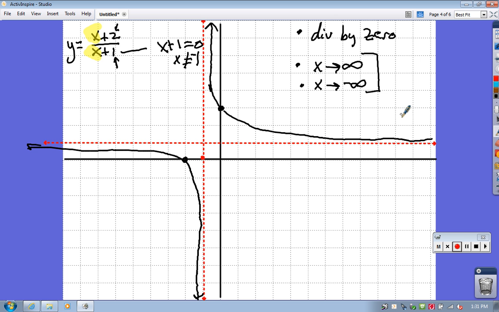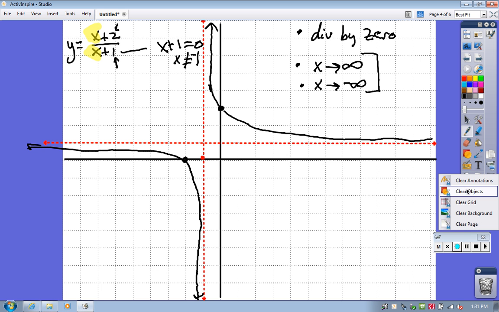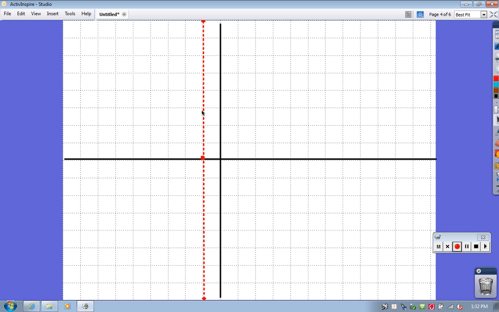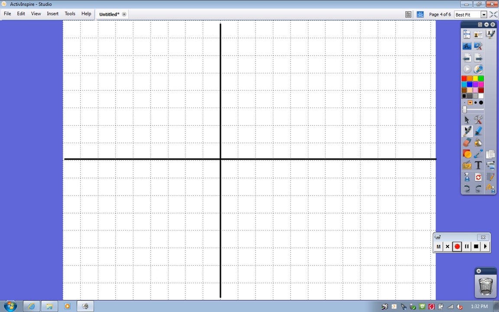I'm going to do another example like this. So I think that the new equation that I'm going to use is going to look a lot like the last one, but there'll be one little difference. What happens as x tends towards infinity question again, and it's going to look like this. Y is 2x plus 1 over x minus 3.